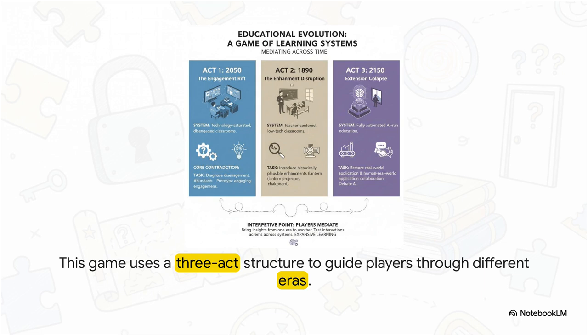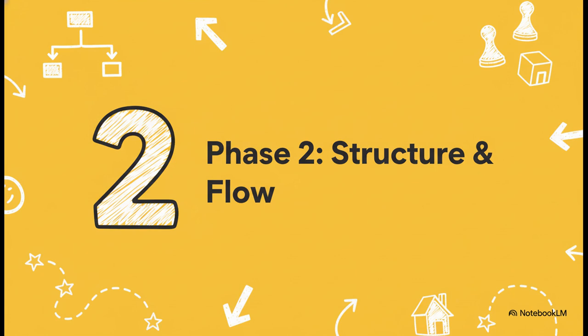It follows that 3-act structure to a T. Act 1, it introduces the mission and the problem they have to solve back in 2050. Act 2 sends the players back to 1890 to find a solution. That's the central conflict. And Act 3, it brings it all to a head with a big plot twist and a final crisis in 2150. See how that structure provides a narrative backbone for the whole game? Okay, let's move on to phase 2.